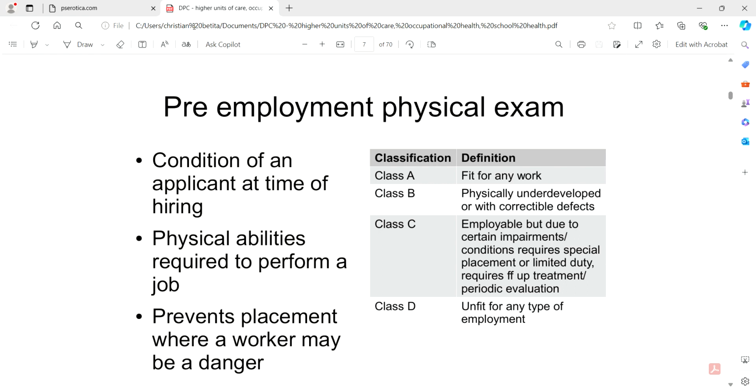Okay. So class A, this particular worker is fit for any kind of work. Class B, they are physically underdeveloped or with correctable defects. Class C, employable but due to certain impairments, conditions require special placement or limited duty, or it may require follow-up treatment or periodic evaluation. And class D, this particular worker is unfit for any type of employment.